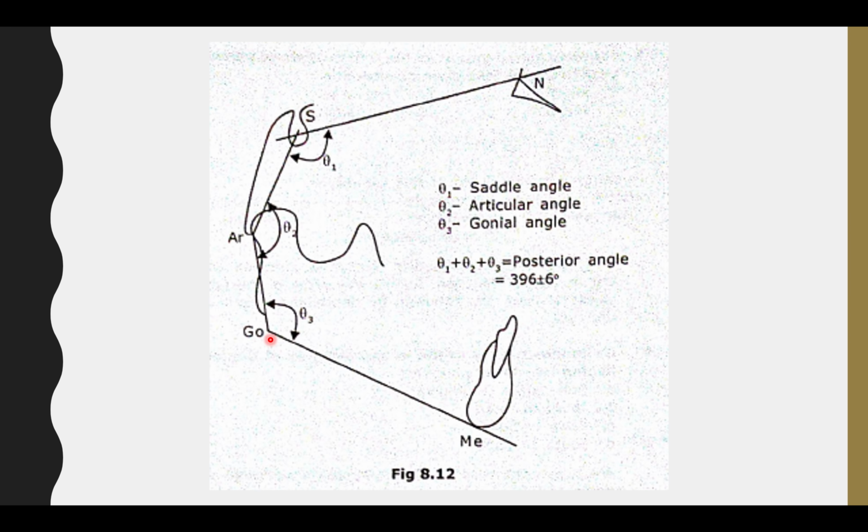Likewise, the angle between articular, gonion and menton gives your gonial angle. It also shows your vertical and horizontal growth pattern depending upon the rotation of your mandible. So, the sum of all 3 angles should be 396 degrees. If it is greater, that means the position of the mandible is backward, with vertical opening of your mandible.